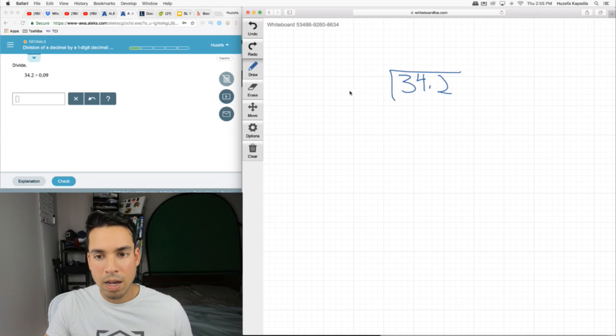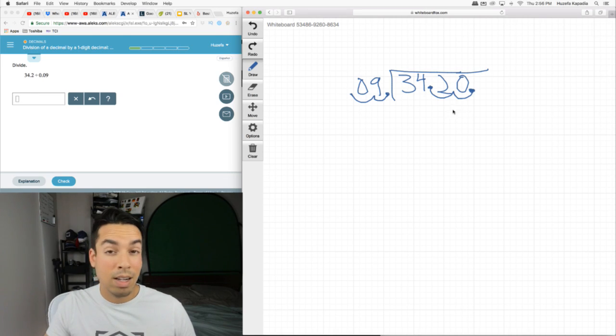34.2 divided by 0.09. How do we get rid of all the decimals here? We got 2 decimal places, so we got to go once, twice. But what about this one? Well, same thing. We go once, twice. What goes in this empty spot? A 0, of course. And now let's do the division.